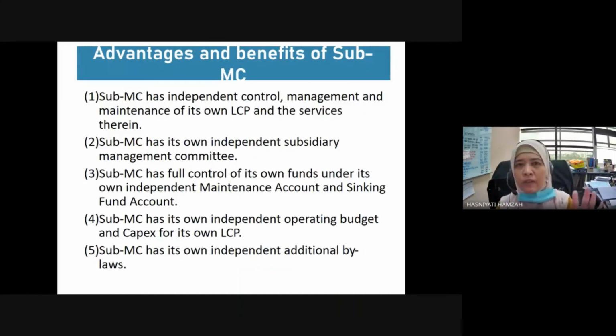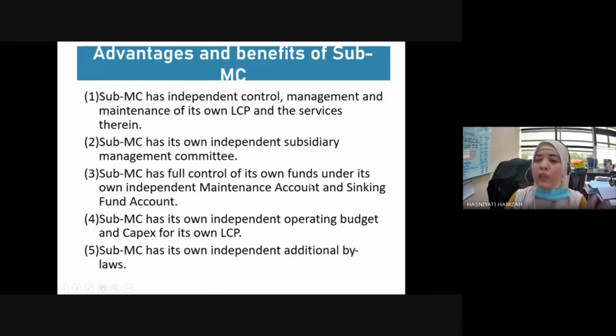The apartment user, the residential just now, ada ramai defaulters tapi being cross subsidized. Faham tak? User lain tanggung lah orang kata, cross subsidized the residential users yang culas bayar, yang ramai defaulters just now. So it's not fair to them. That's why it's better to have sub-MC, because sub-MC has full control of his own funds.